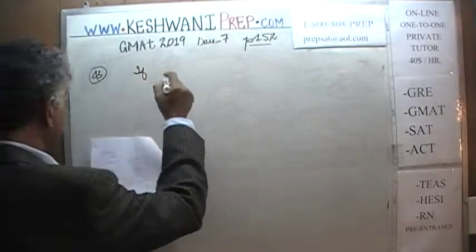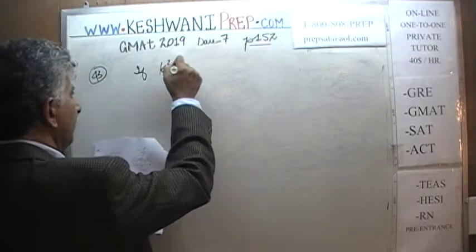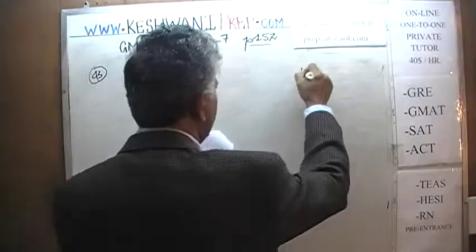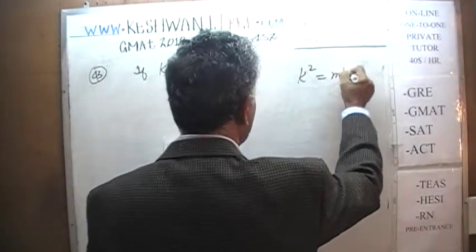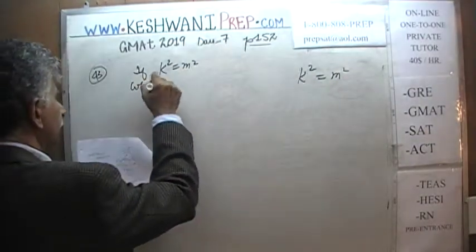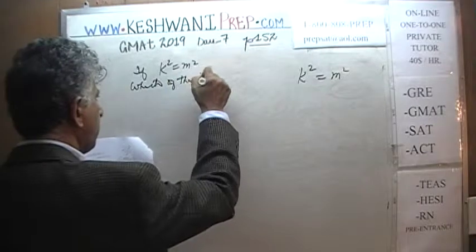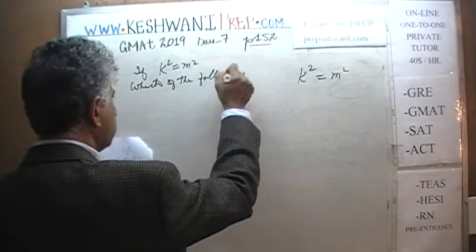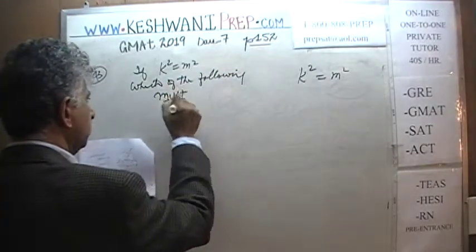In 43, we're told that k square is equal to m square. Let's make a note here. K squared is equal to m squared. And the question simply is, which of the following must be true?